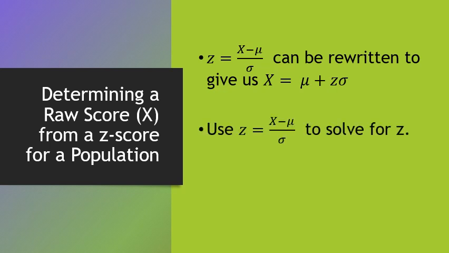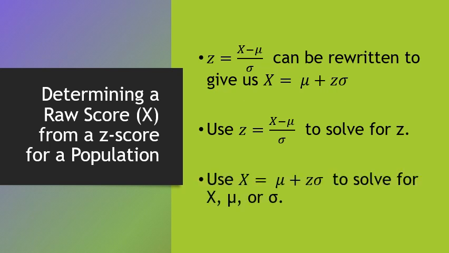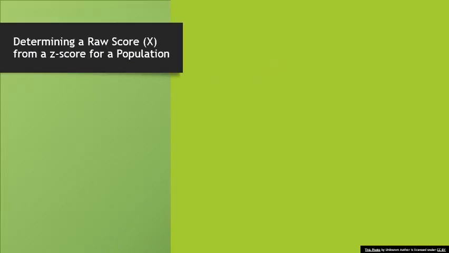So whenever we're solving for z, we're going to use the z equals equation. However, we're going to use the x equals equation to solve for x, to solve for a mean, or to solve for a standard deviation. It's just much easier because there's no division involved when you use this second equation. So again, z equals, you only use this equation to solve for z. The x equals equation, you use it to solve for everything else.